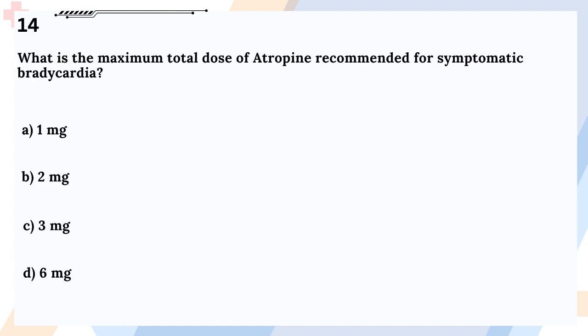Question 14. What is the maximum total dose of atropine recommended for symptomatic bradycardia? A. 1 mg. B. 2 mg. C. 3 mg. D. 6 mg.